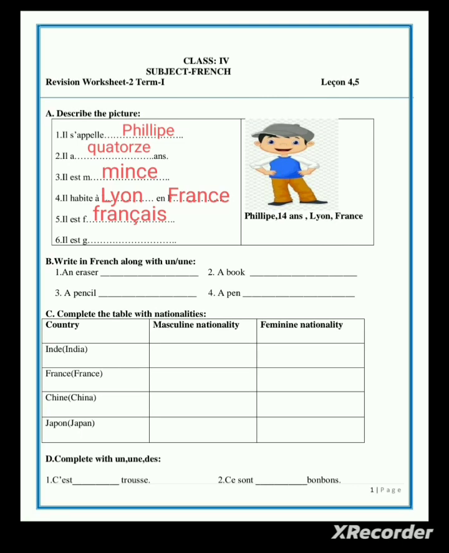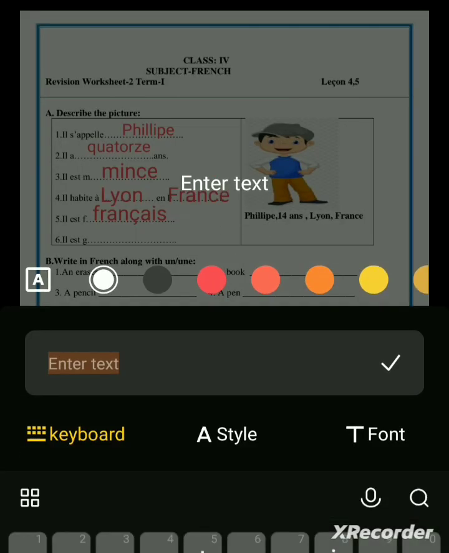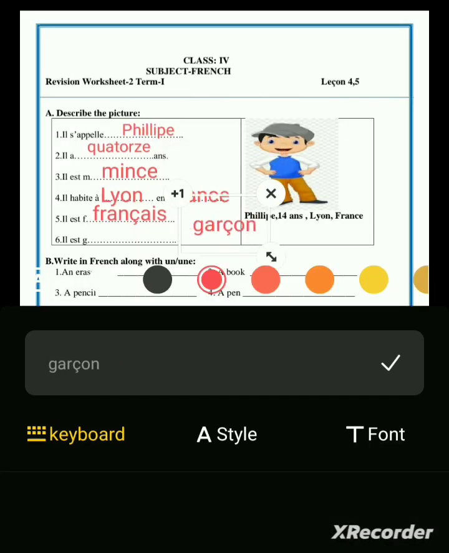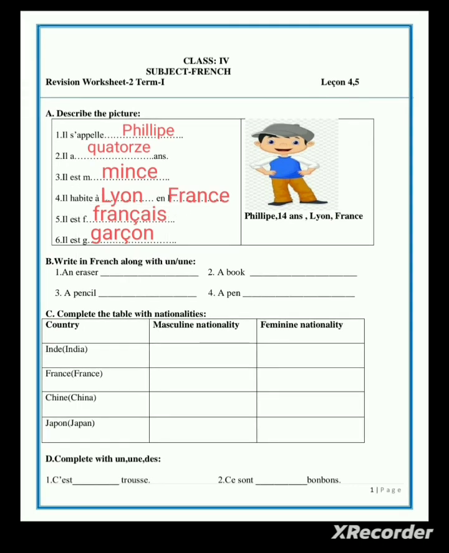And the last is il est. Now any word that starts with G. So here you can write he is boy, or you can also write he is tall. So choice is yours. You can write garçon or grand. Right? Garçon means boy and grand means tall. So it's your choice what you want to write. Both will be correct.